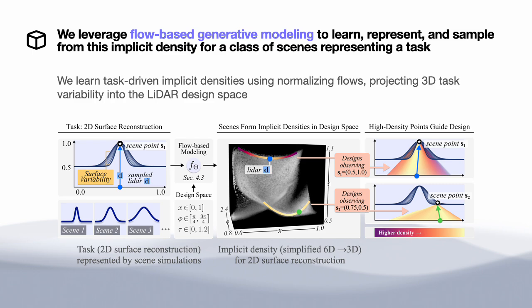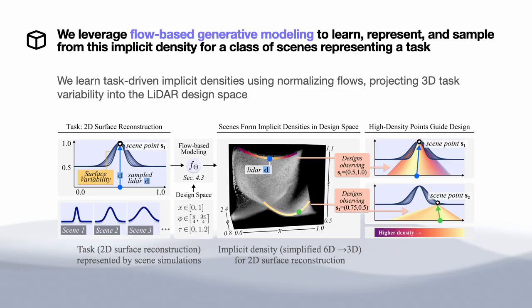Specifically, we begin with a class of scene simulations, for example, the 2D surfaces on the left side. Then we use normalizing flows to learn a mapping between an easy-to-sample base distribution, in our case a 6-dimensional uniform distribution, and our complex target distribution, in our case the distribution under our LiDAR evaluation metric for a class of scenes.